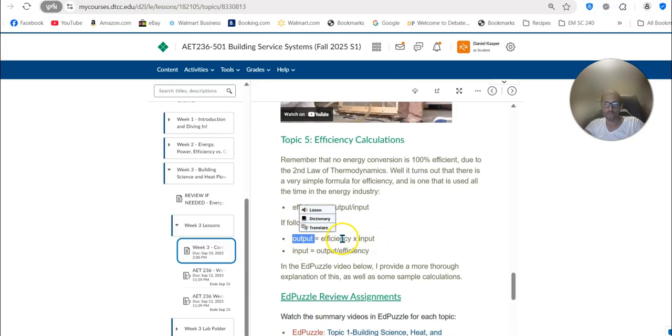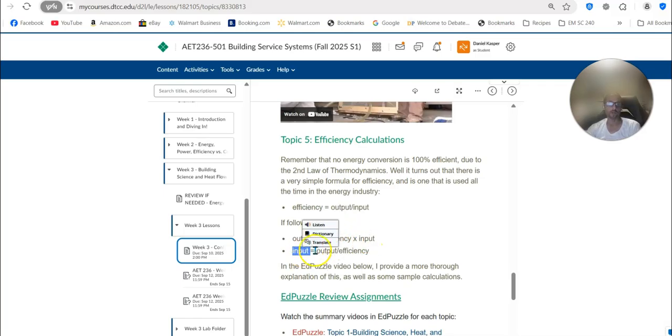This is something we talked about last week when I mentioned that the BTU rating of a furnace, if you remember this, is actually the input rating. So if you have a 100 MBH furnace, which is 100,000 BTUs per hour, and it's 80% efficient, then you multiply those two numbers together, and that'll tell you your output.